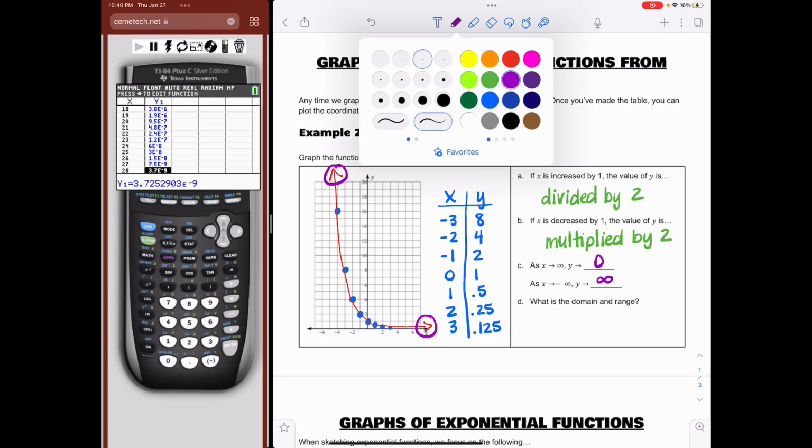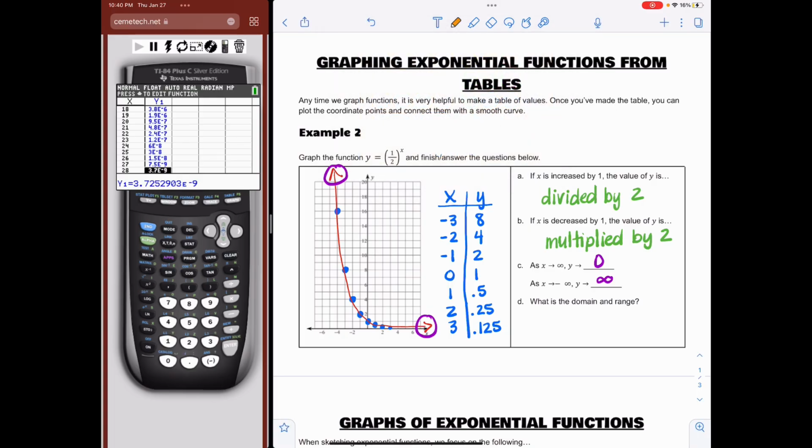Okay, so now let's talk about domain and range. Domain refers to how wide the graph gets. So the domain here is going to be all real numbers, and that is due to the fact that you're going left forever and right forever.